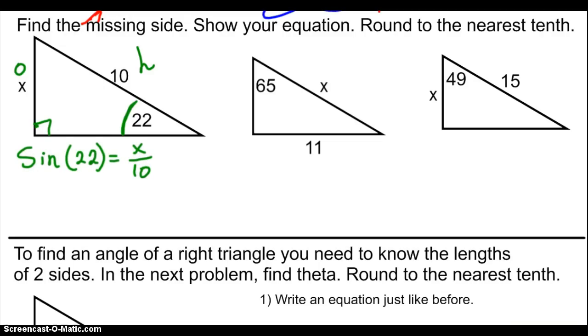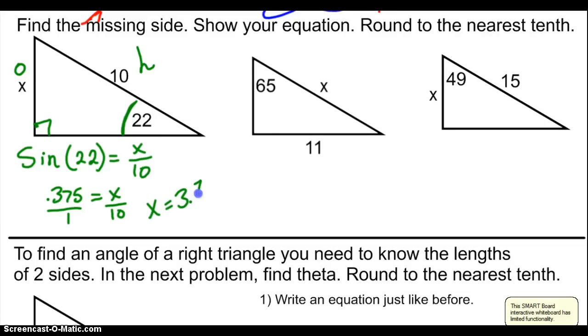If we use our calculator, we find out that sine of 22 is 0.375 equals x over 10. Put a 1 under the 0.375, and we can cross multiply so that x equals 3.75. That's it.